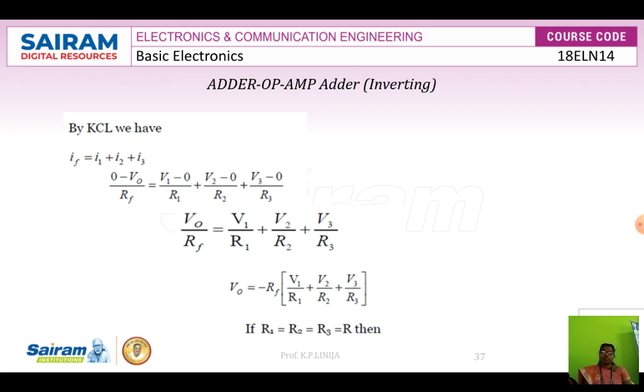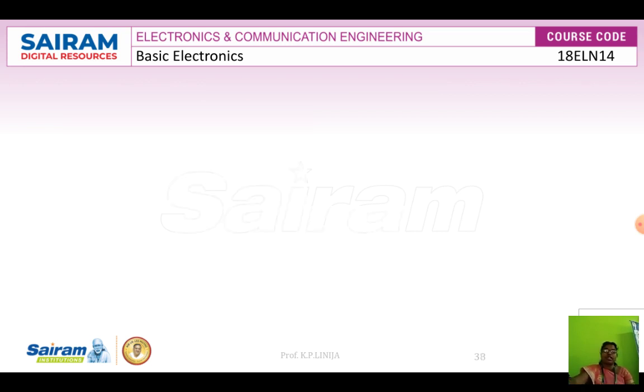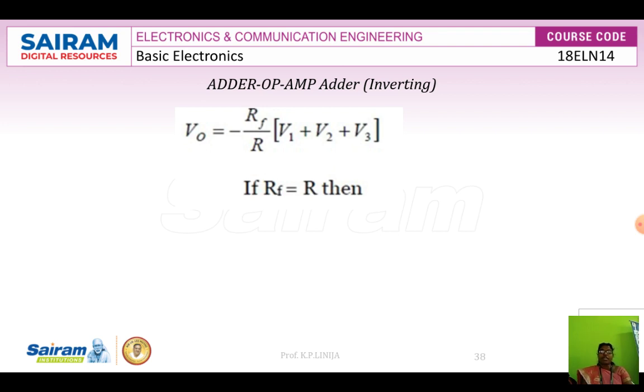Now we can assume that the values of the resistances R1, R2, R3 are the same. Therefore, we take the common value as R1 equal to R2 equal to R3 equal to R. Then we can write V0 equals minus RF divided by R into V1 plus V2 plus V3. Now again, if the feedback resistance is equal to R, the same value, then we can write V0 equals minus of V1 plus V2 plus V3.